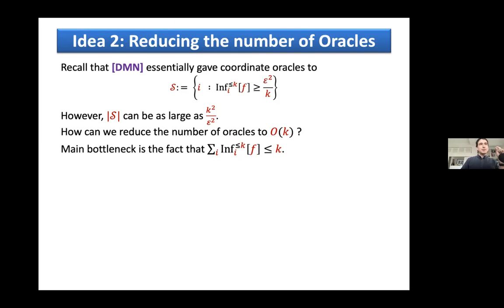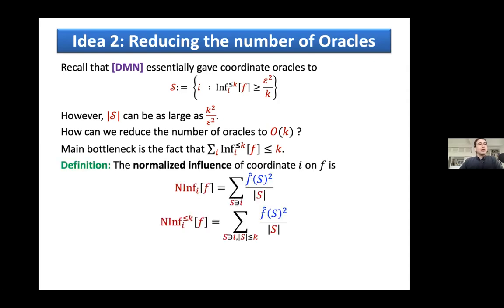So motivated by the fact that the sum of influences could be much larger than 1, we were thinking, how can we come up with a different notion such that the sum of this new influence, or normalized influence, would be at most 1? After some trial and error, we came up with this notion that's called the normalized influence. The normalized influence of coordinate I is the sum of squares of the Fourier coefficients of sets that contain I, divided by the size of the set.